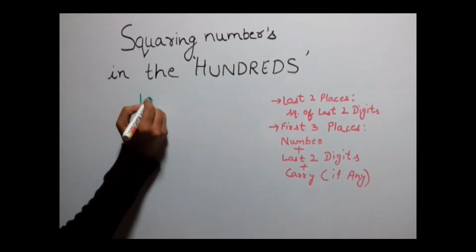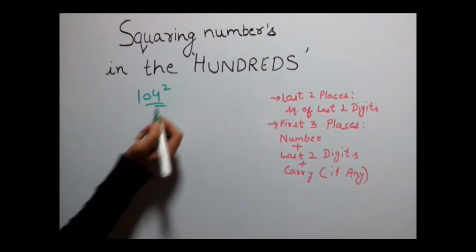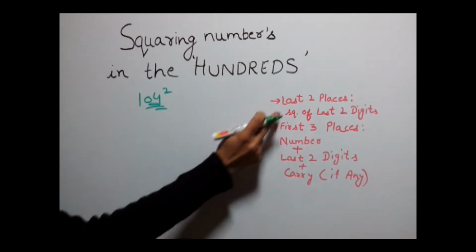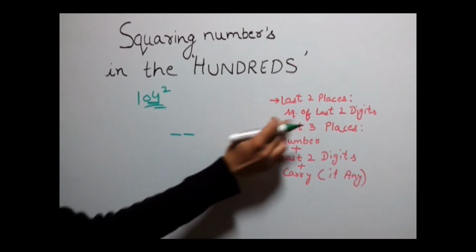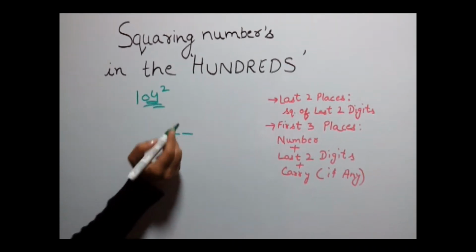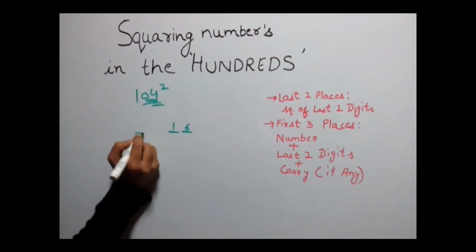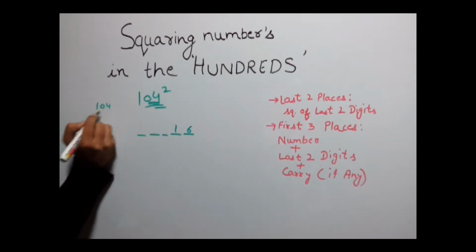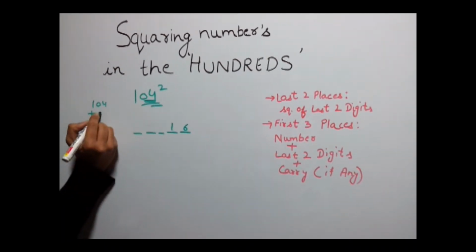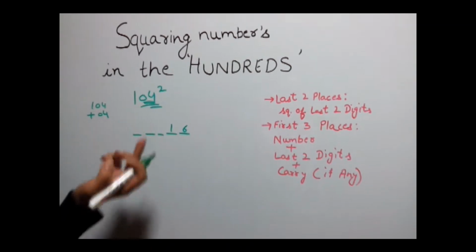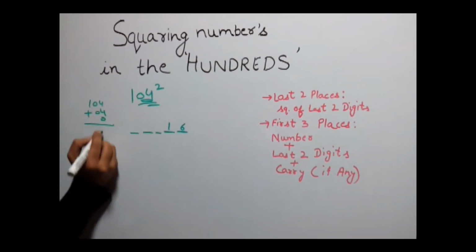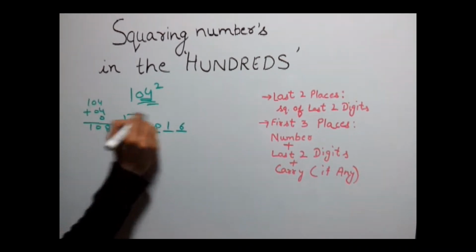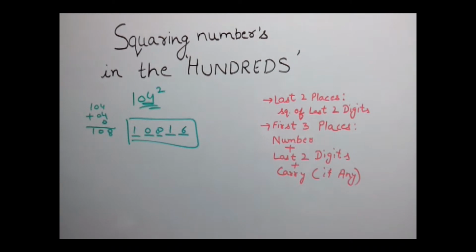For example, we need to find the square of 104. So the last two digits are 04. The last two places of the result would be the square of the last two digits, which is 4 into 4, 16. The first three places would be the number, which is 104, plus the last two digits, which is 04, plus carry. As there is no carry, we will add 0, which gives us 108. So 10816 is the answer. Simple.